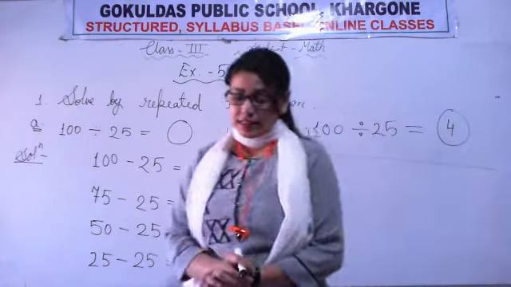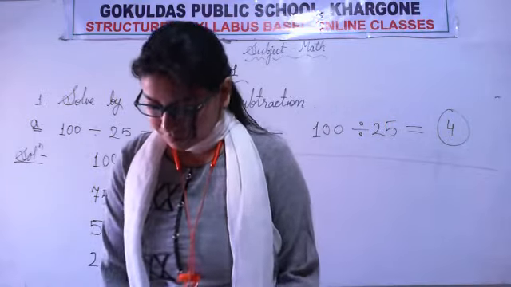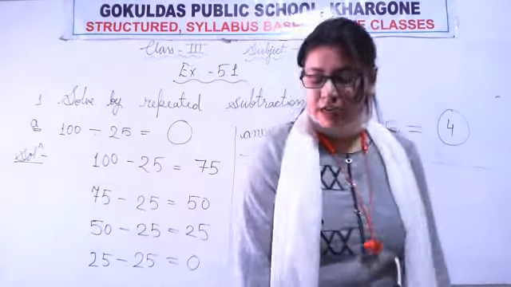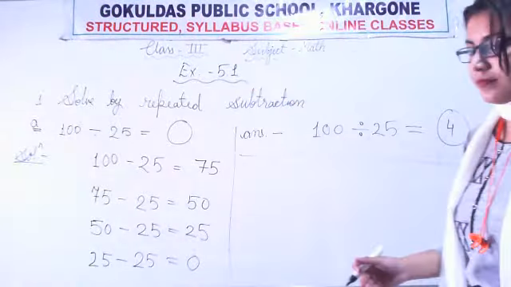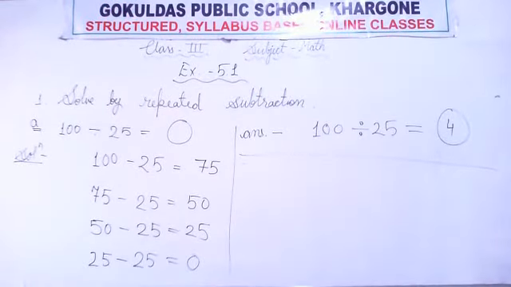So students, note this down. Note down the solution. First of all, write down the question, solved by repeated subtraction. Then write part A and then write the solution, and below the solution write down the answer.